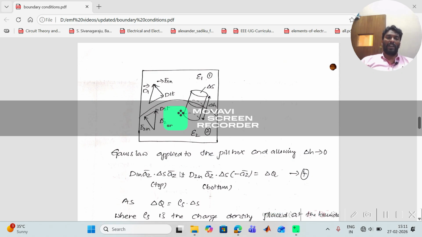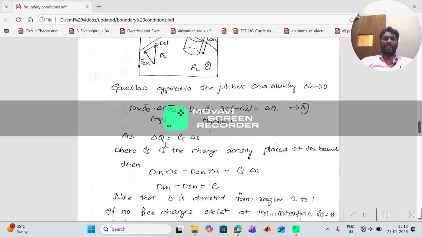So this is Gauss law applied for the pillbox, which is nothing but D bar dot ds is equal to Q. For the differential pillbox kind of surface, we are considering differential charge, so it is equal to delta Q. The first term in the equation represents the top region and the second term represents the bottom region. As you know, del Q is equal to rho s into delta s. It is from the surface charge density definition: surface charge density is equal to charge per surface. So we are writing del Q in terms of surface charge density as rho s into delta s, where rho s is nothing but the charge density placed at the boundary.